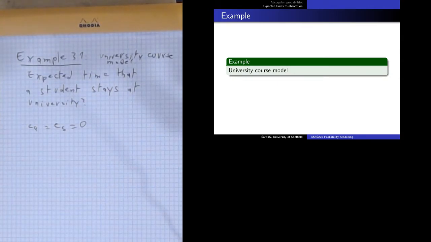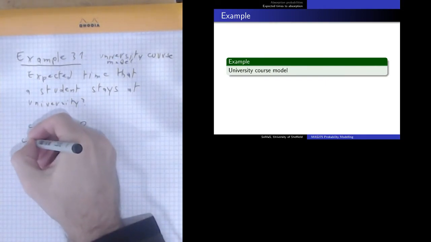So we're saying that, in theoretical terms, if you're already absorbed, then the expected time until absorption is 0. In practical understanding, if you've graduated or if you've quit, you're not at university anymore, so the expected time you're going to stay there is 0. Meanwhile, the other ones will give us interesting linear equations.